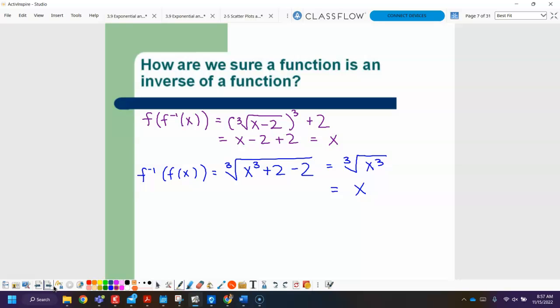You can also confirm algebraically by doing function composition. So in example 3, if I did function composition where I put f of g of x into g of f of x, and vice versa, if I take x cubed plus 2 and I put the cube root of x minus 2 into it, I get x, and same with the converse.